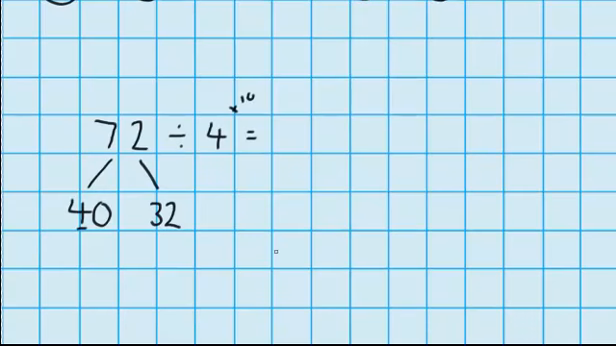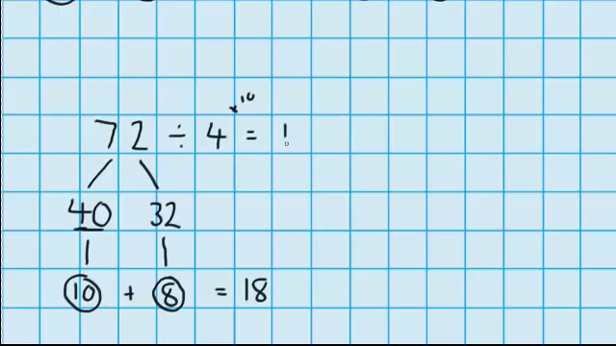So let's start by sharing out this pile of 40 counters. I need to share these 40 counters between 4 groups, so 40 counters shared between 4 is 10. Now I still need to share out these 32 counters between the 4 groups, so 32 counters shared between 4 is 8. So I gave every group 10, then I gave every group another 8, so in total I've given every group 18 counters. So 72 divided by 4 is 18.